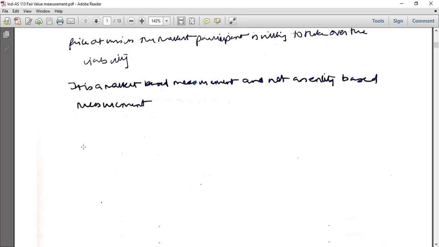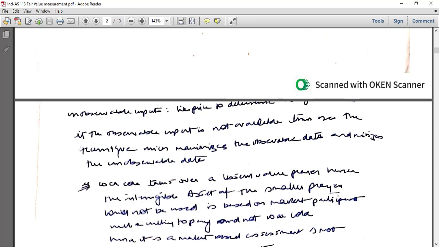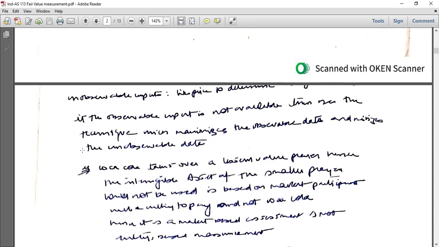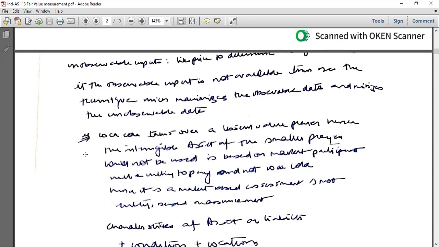Observable inputs are like share price on the NSE, and unobservable inputs are like price to be determined for intangible assets. If the observable input is not available, then use the technique which maximizes the observable data and minimizes the unobservable data. For example, Coca-Cola takes over a lesser value player, hence the intangible asset of a smaller player would not be valued from Coca-Cola's view, but on what a market participant is willing to pay. Hence it is a market-based assessment and not an entity-based measurement.